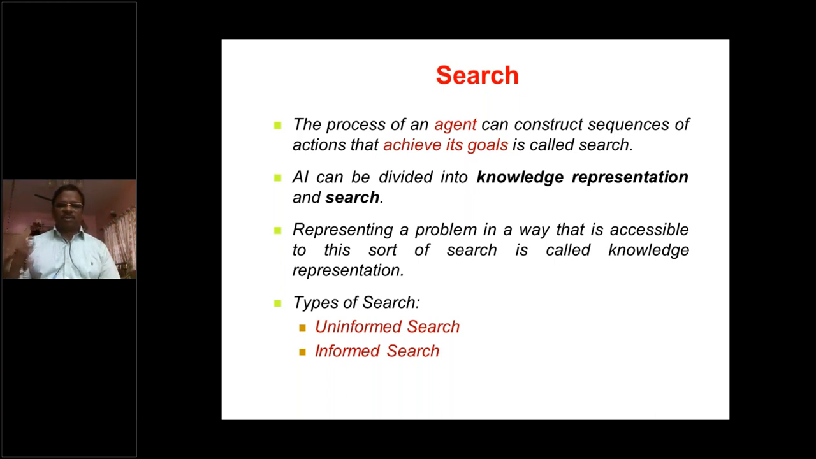AI can be divided into two categories: knowledge representation and search. The knowledge captured by the machine is searched in the knowledge space; note that only in the knowledge space is the information actually searched. Representing a problem in a way that is accessible to this sort of search is called knowledge representation. There are two kinds of search: uninformed search and informed search. How can we represent our knowledge using searching techniques?